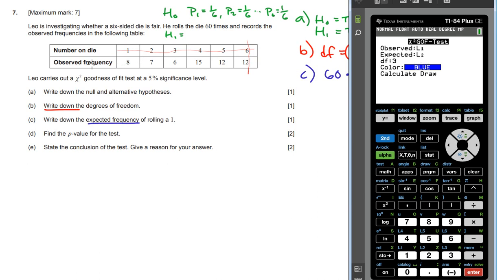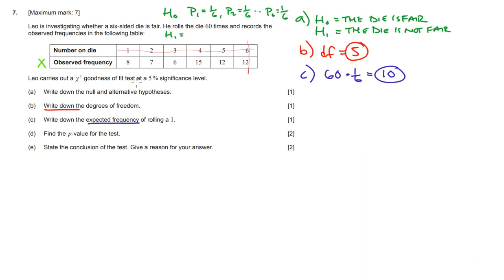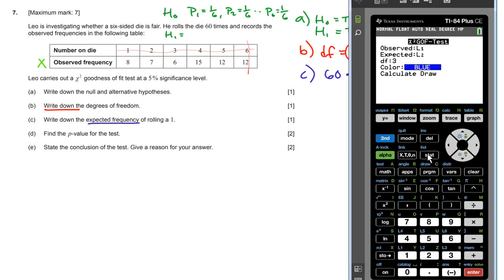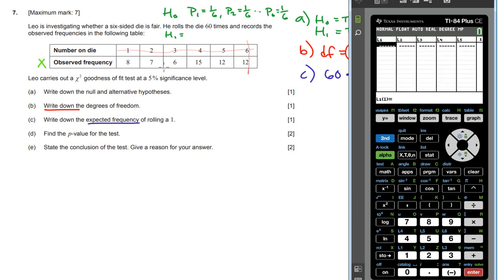So this here is going to be our x, and then our y, the list 2, is going to be what we would expect to happen. So let's go back into this and do that. We're going to go into stat, and edit. The list 1 is what we observe. So that's going to be the 8, 7, 6, 15, 12, and 12.